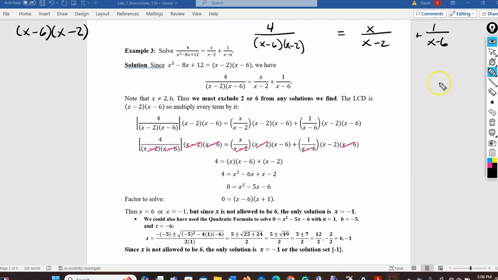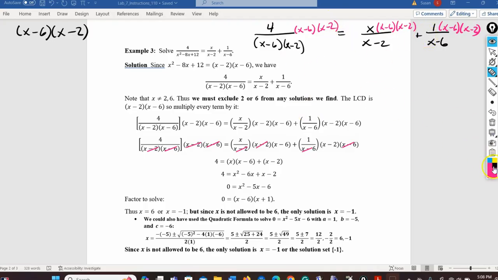Now, you want to get rid of the fraction. How do I get rid of the fraction? Multiply every term by x minus 6 times x minus 2. But you have to do the same thing to everything. So as long as you do the same thing to every term, you still have equality.